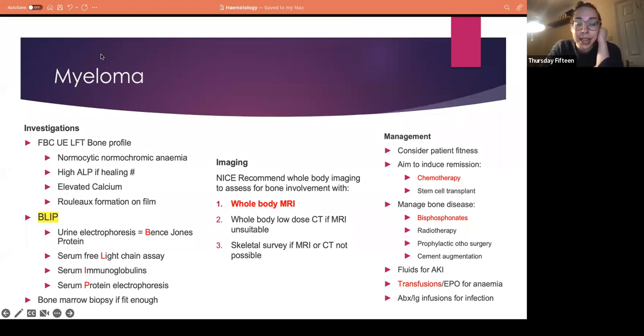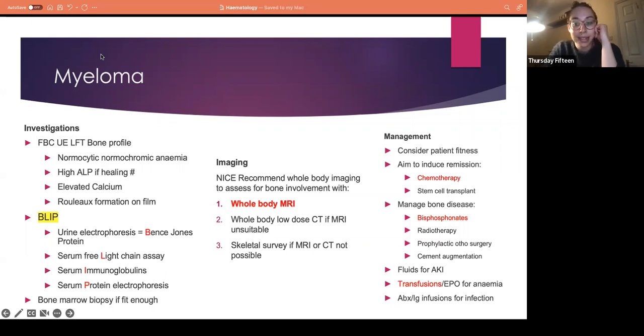And then in terms of managing it, you need to consider patient fitness. Do we need to treat it, or can we just manage their symptoms? And then the aim would be to induce remission with chemotherapy or a stem cell transplant. If we're just going to manage symptoms, then we can manage bony disease with things like bisphosphonates and radiotherapy.